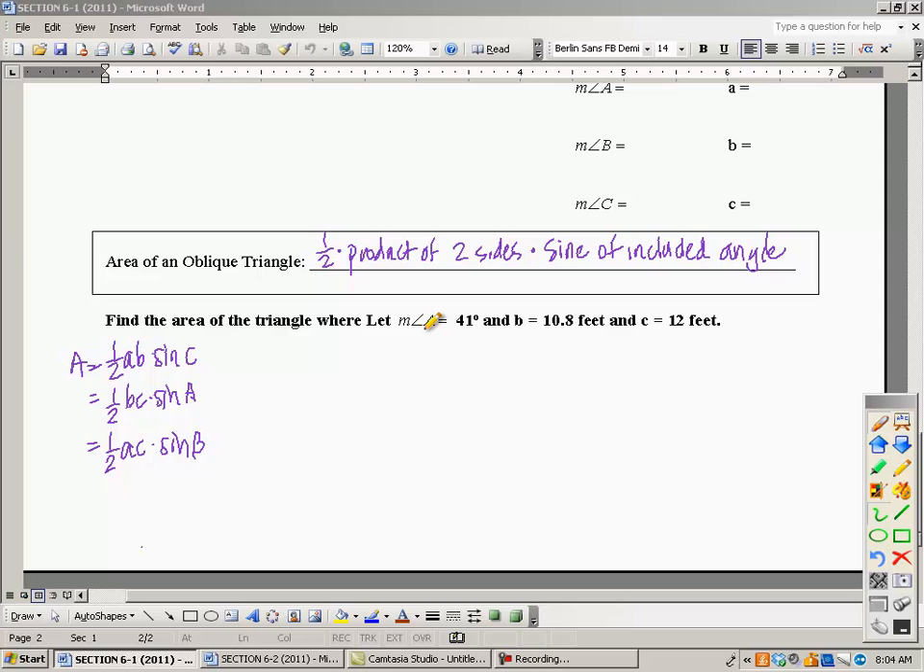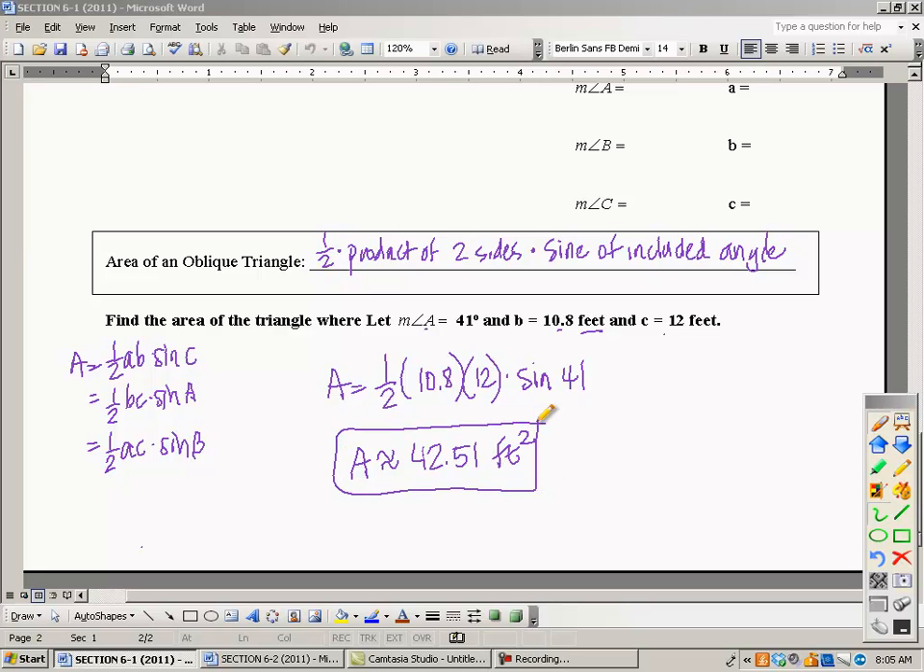What's nice is they're going to give you an angle and then the two different sides. If they do that, then to find the area, we take 1/2 times 10.8 times 12 times the sine of 41, and we stick it in our calculator. And we say the area is 42.51, and then we need our units. Feet, so feet squared because it's area. Okay, and you will have some area questions on tonight's homework, but again, they're giving you the product of two sides times the sine of the included angle.